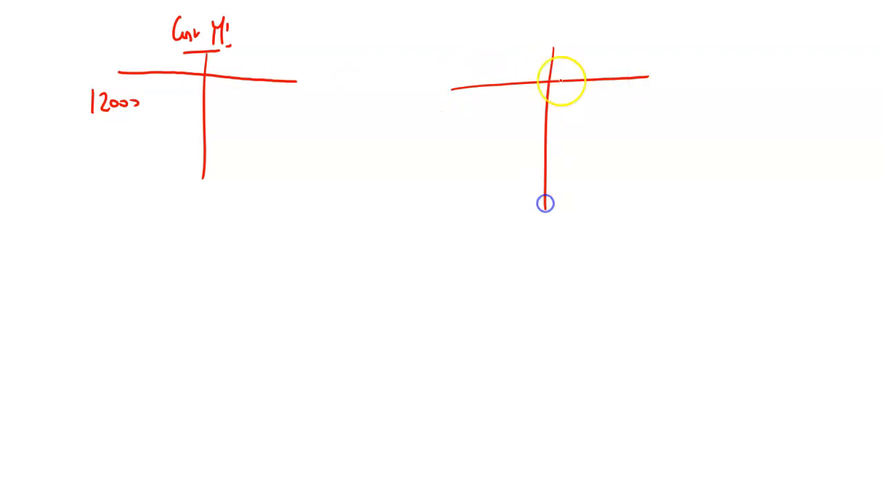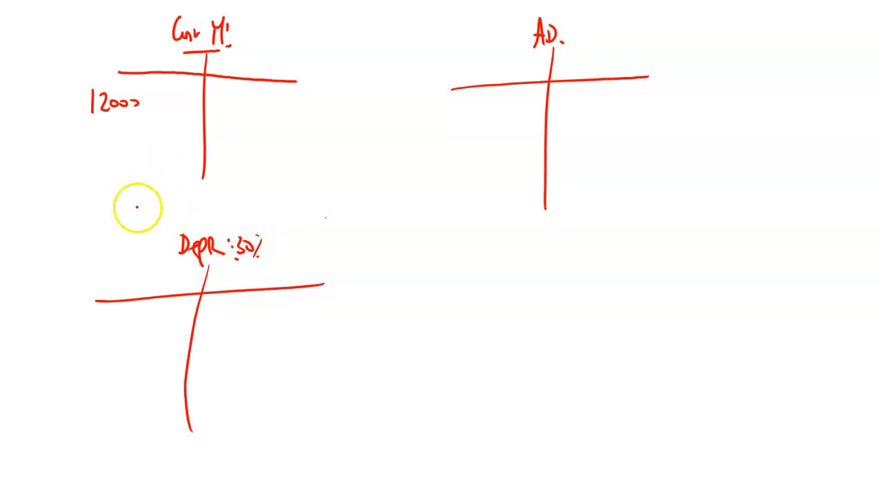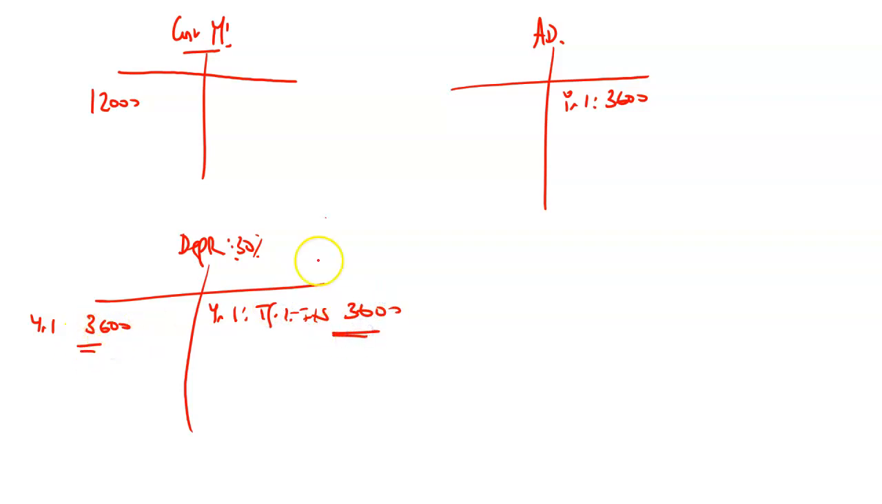And I'm going to call this accumulated depreciation. And I'm going to call this depreciation, just because I'm teaching, I'm doing it this way. So depreciation at 30%. 30% times 12,000 is 3,600. So I'm going to have 3,600 here, and I'm going to write here year one, 3,600. And then I'm going to transfer this, year one, to the income statement, 3,600, and that's done. That's year one, right?